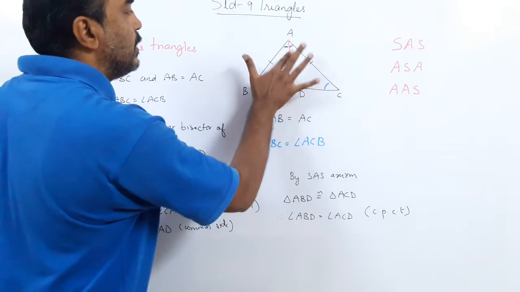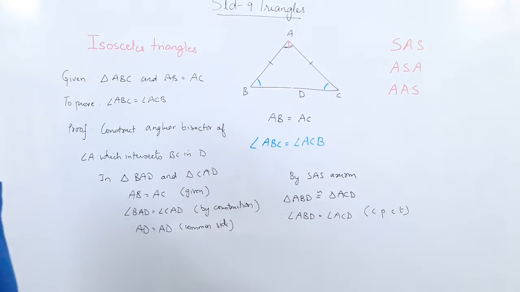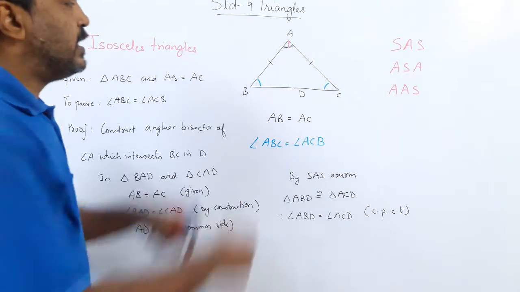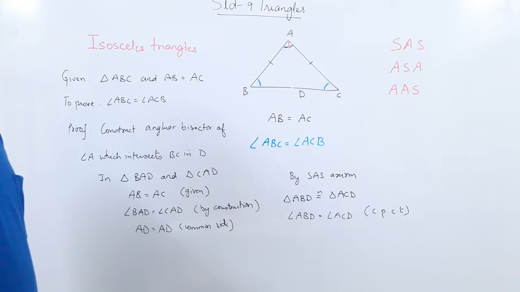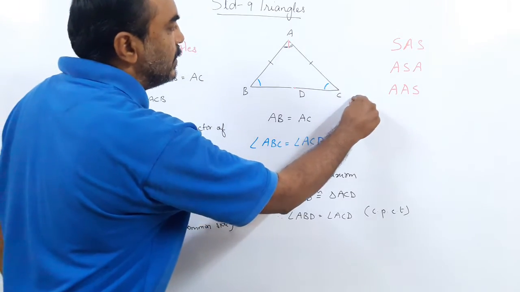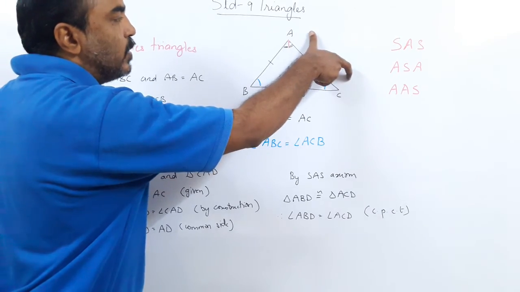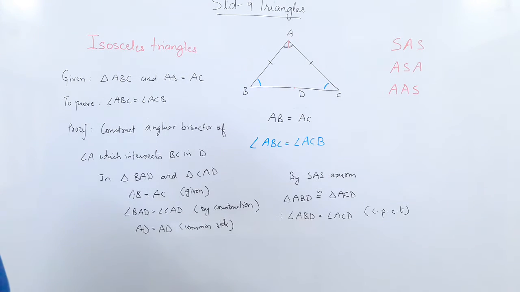Since I have proved it, let me remove this. Now understand, for whichever triangle you have got, when two sides are given equal in a triangle, the angle opposite to them will also be equal. Remember the word opposite. So if AB is one side, what is the angle opposite? C. If AC is the equal side, what is the angle opposite? B. So if AB and AC are equal, the angles opposite to them will also be equal. That is theorem number 1, for the isosceles triangle.